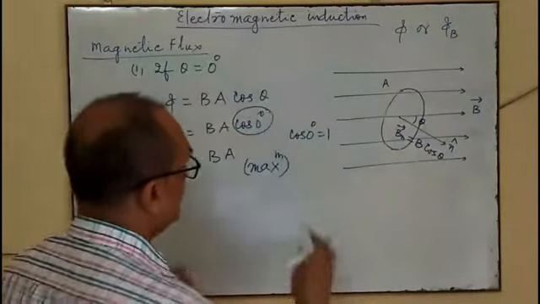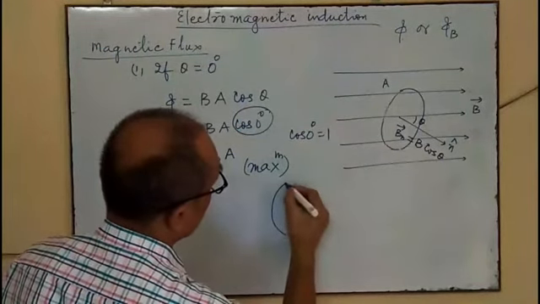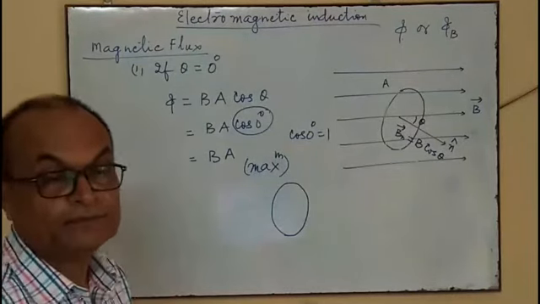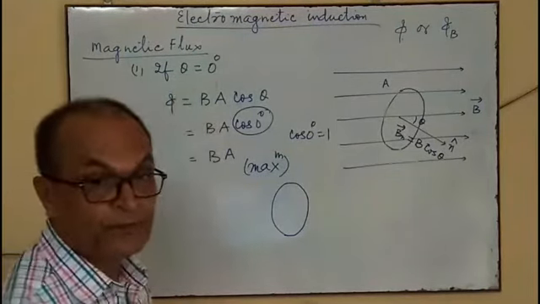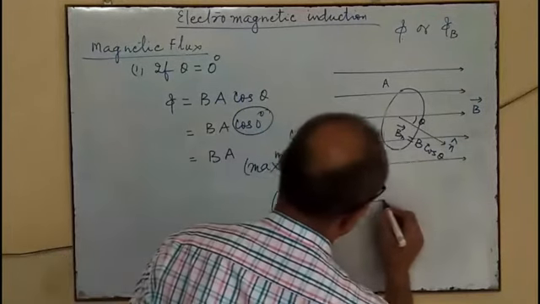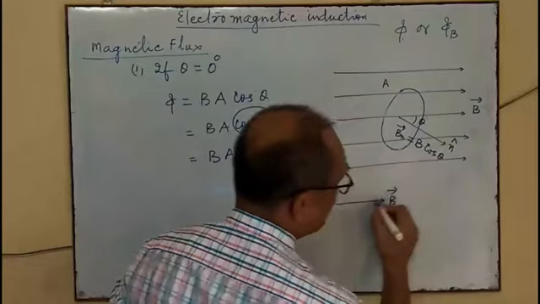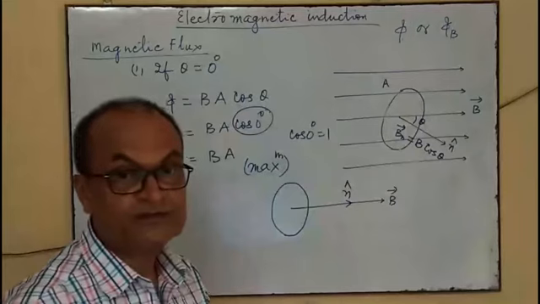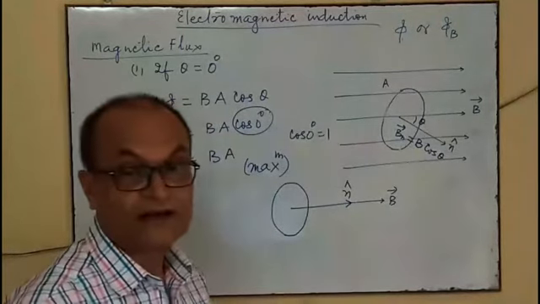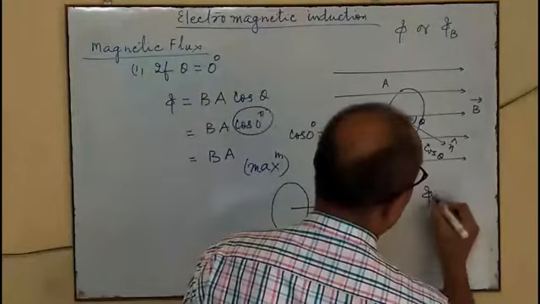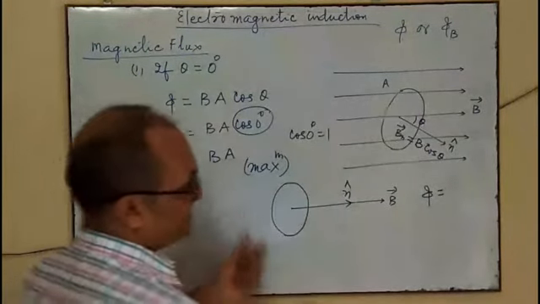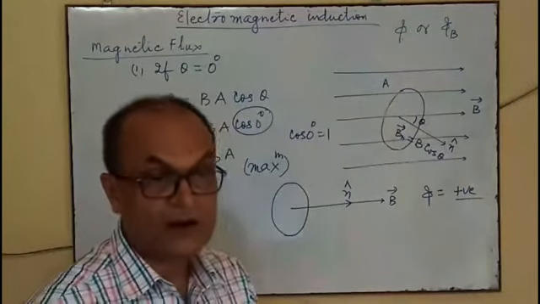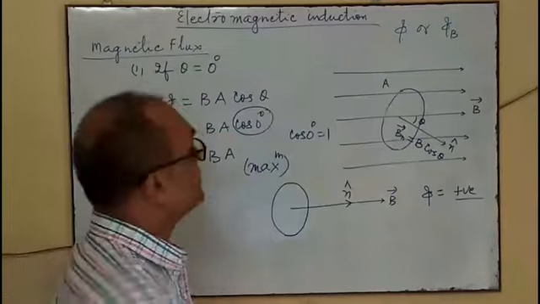Now we will see, suppose this is the area, then what will happen if theta equals 0 degree? Direction of magnetic field is in this direction, and the normal vector is in the same direction. Here we will see the value of phi will be a positive value. Now we will see when theta equals 90 degree.